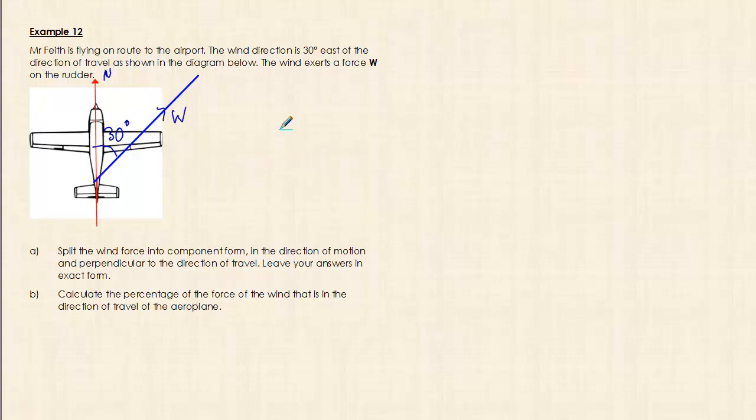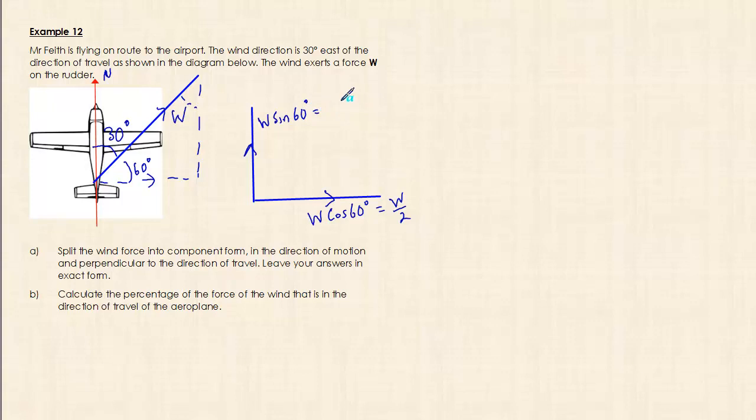So if we just split that into a component going this way and a component going this way, so we're forming this triangle just here, then we can see that this angle's 30, this one's 60. So we could express this one as W cos 60, or alternatively, since this angle's 30, W sine 30. Cos 60 is a half, so that's W over 2. And going this way would be W sine 60, which is W root 3 over 2.